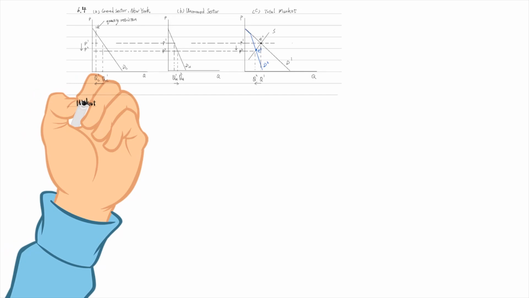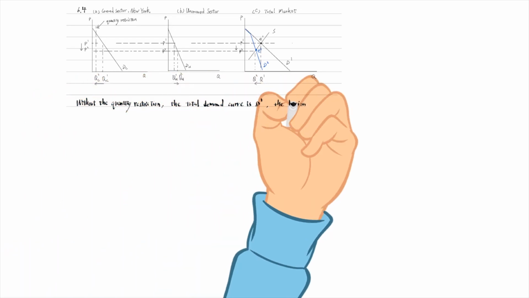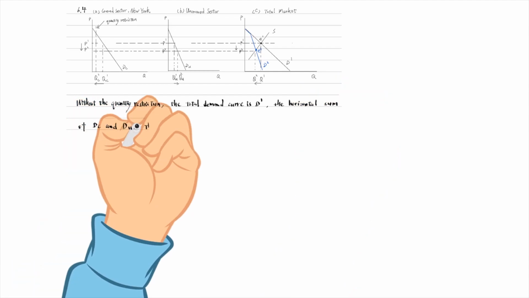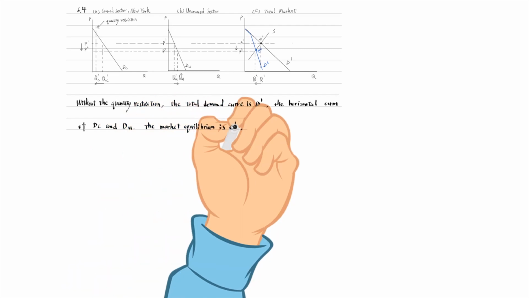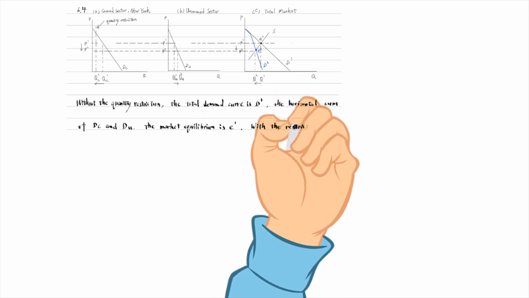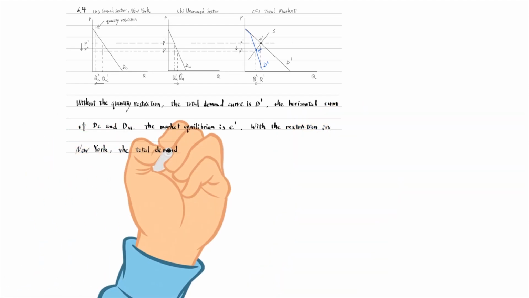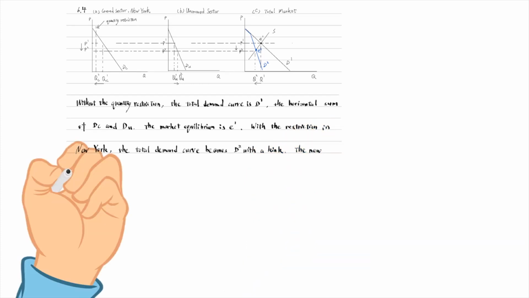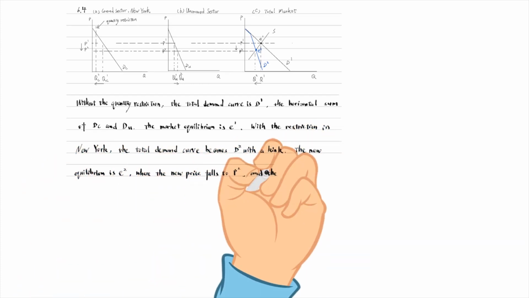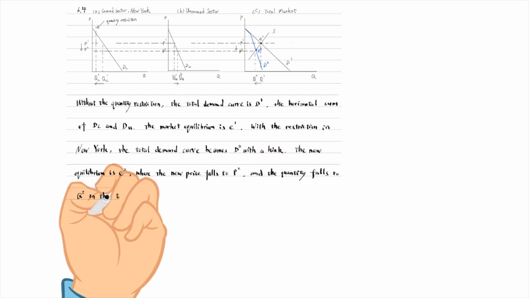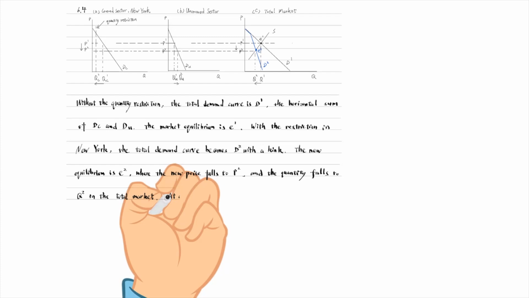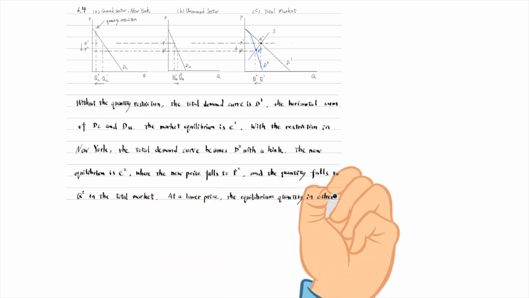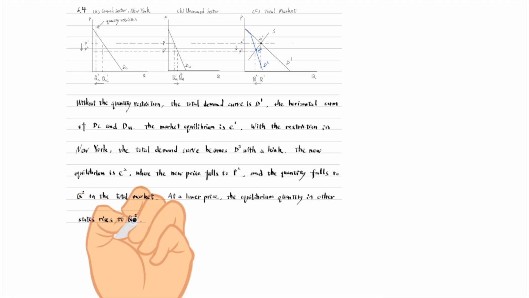Without the quantity restriction in New York, the total demand curve is D1, the horizontal sum of the demand curves in the covered sector, New York, and in the uncovered sector, the other states. The market equilibrium is E1, where the equilibrium price is P1 and the equilibrium quantity is Q1. With the restrictions in New York, the total demand curve becomes D2 with a kink. The new equilibrium is E2, where the new price falls to P2 and the quantity falls to Q2 in the total market. At a lower price, the equilibrium quantity in the uncovered sector, the other states, rises to QU2.